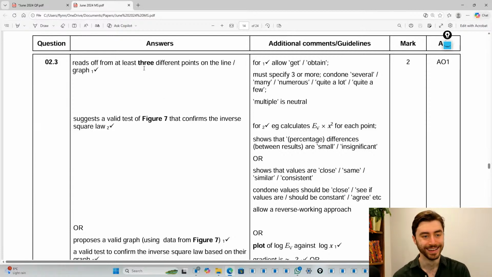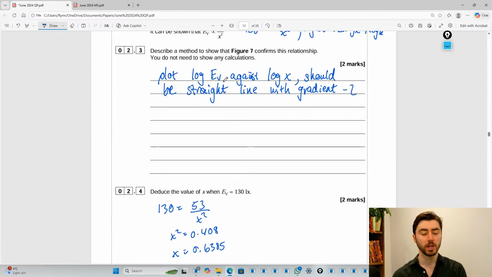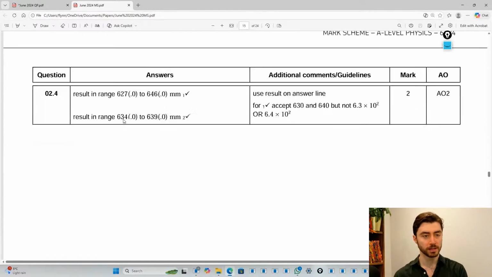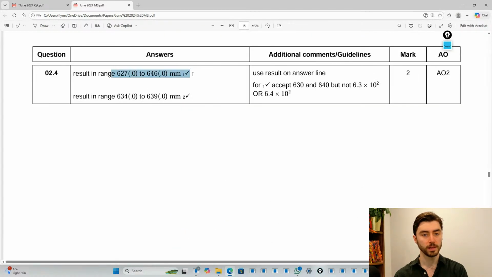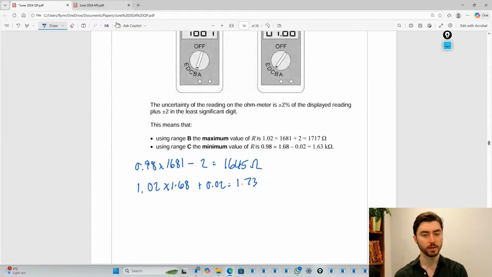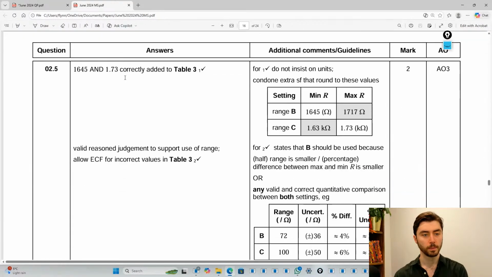Damn it. Reads off from at least 3 different points on the line. On 2.3. Oh, no, that's fine. So EV, log plot should have a gradient of -2. Log gradient -2, perfect. Okay, so here, 2.4. I got 640. Brilliant. 2.5. 16.45, 1.73, perfect.